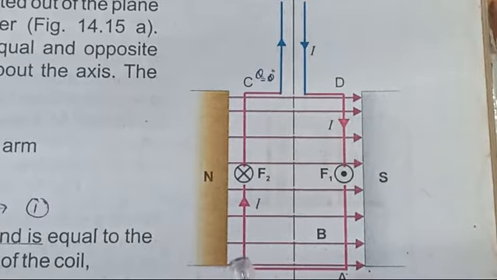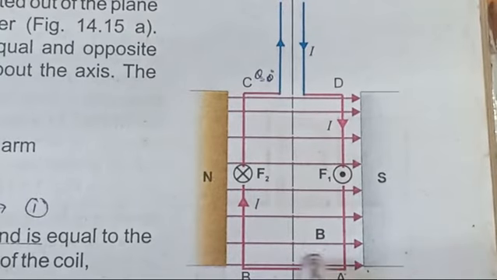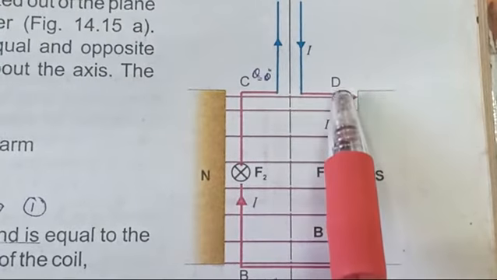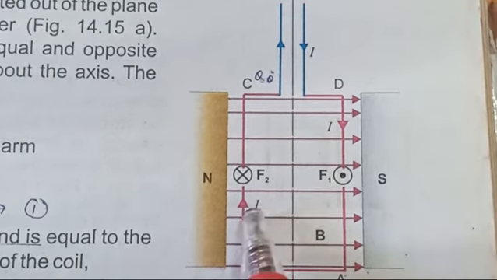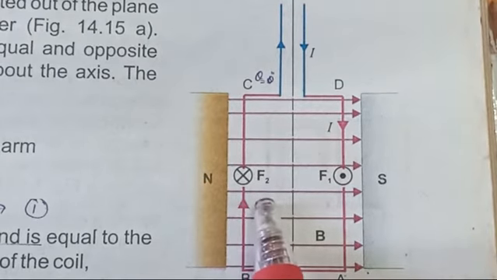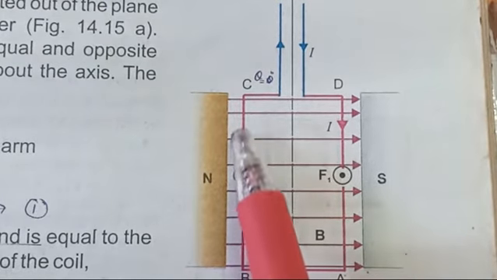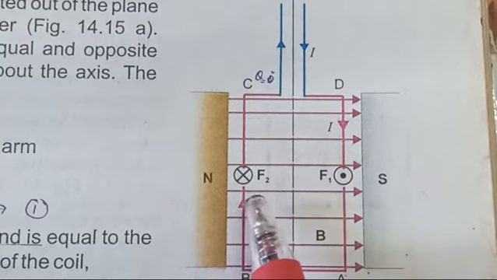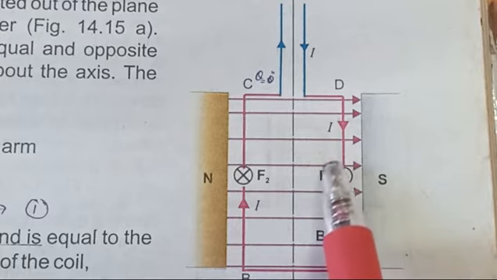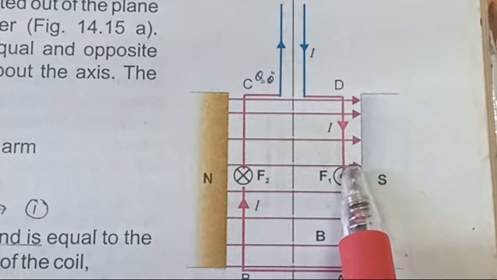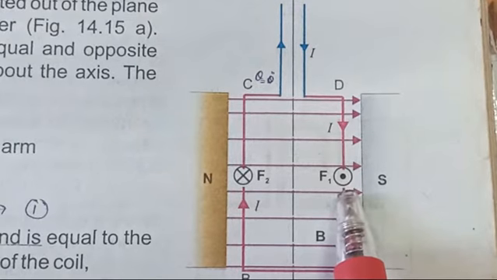Dear students, consider we have taken a rectangular coil. This is having sides A, B, C and D. This is a rectangular coil through which current I is passing. Current is represented by I. You can see here this is clockwise direction. There is a cross sign and on the other side there is a dot sign. And you have learned about dot and cross sign which show inward and outward direction of the current.